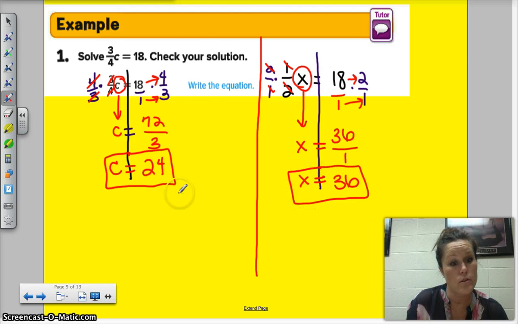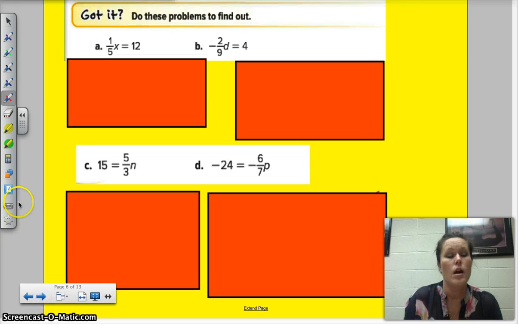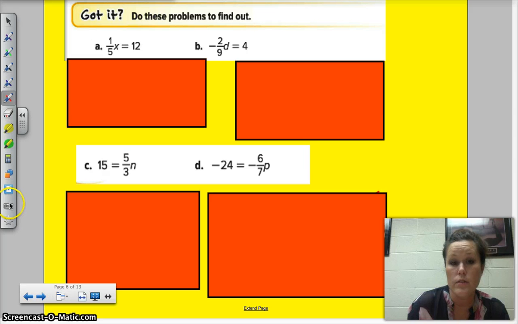Okay, so let's look at some more. All right, so you're going to pause the video. I want you to try these on your own. Remember, you multiply by the reciprocal first, then simplify. Okay, go ahead and pause now.